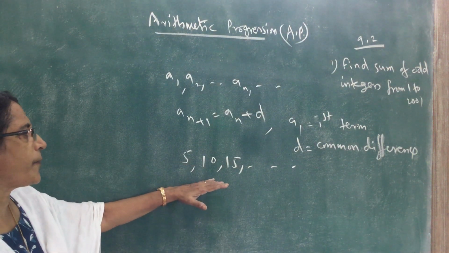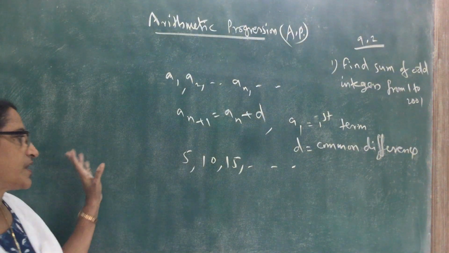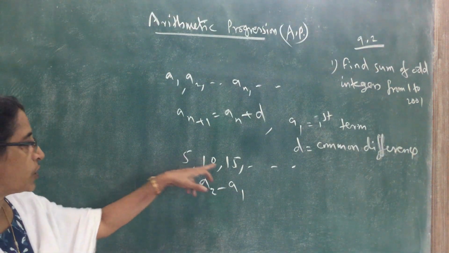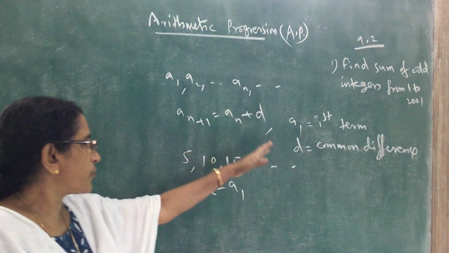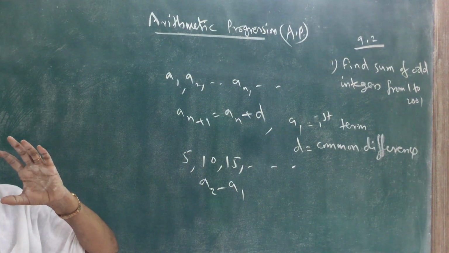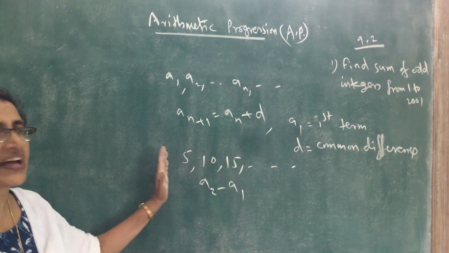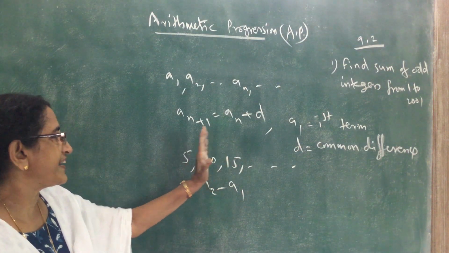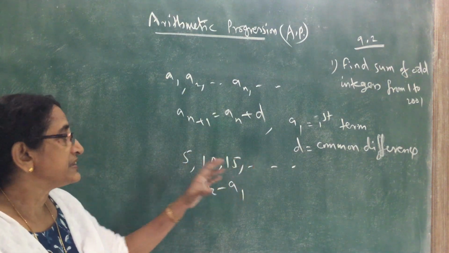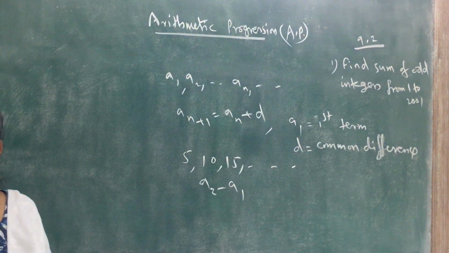So here, what is the common difference? We can find the common difference using a2 minus a1, second term minus first term, or third term minus second term, or fourth term minus third term. All these differences will be equal, and that is called the common difference. Second term minus first term equals third term minus second term equals fourth term minus third term, etc. That number is called d, the common difference of the arithmetic progression.